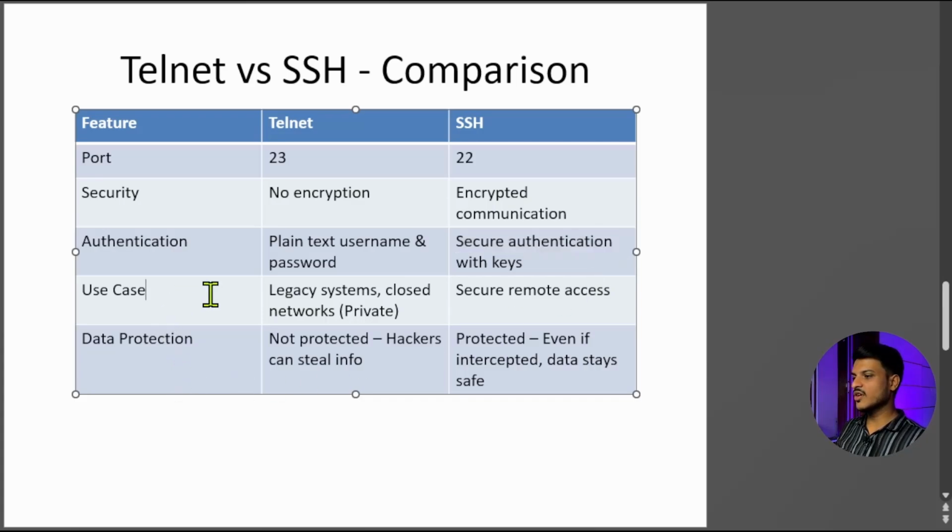What can be the use case? Telnet is used in older legacy systems or in a closed network, also known as a private network, whereas SSH can be used for securely accessing servers remotely. In data protection, Telnet is not protected, so hackers can easily steal information in between communications, whereas in SSH it is protected, meaning even if data is intercepted, the data stays safe. Even if someone gets access, your data remains safe.